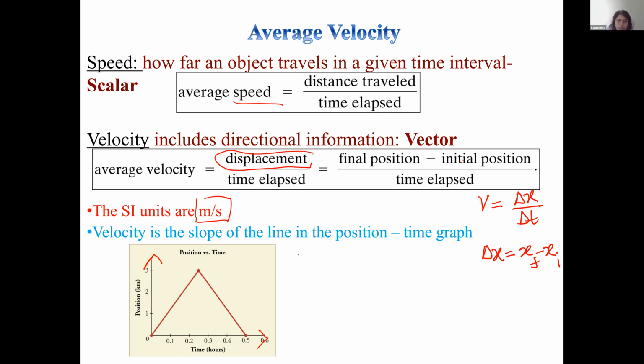Okay, so now what you need to think about is the velocity. What is velocity? Velocity is the rate of change of displacement. What does that mean? X final minus X initial divided by time.